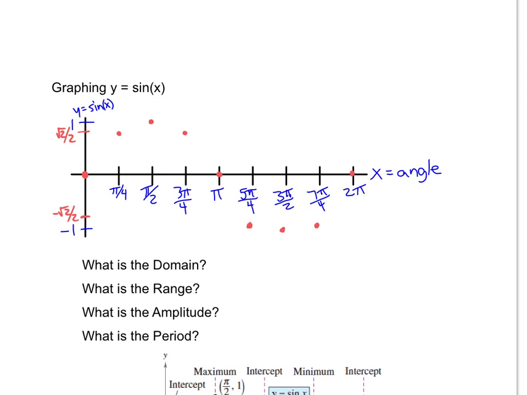Alright, so look. Here is our sine curve. Okay? So there is our sine curve. And we could keep going, right? We have negative angles. We could keep going past 2 pi and do another lap around the circle, but we won't for right now.